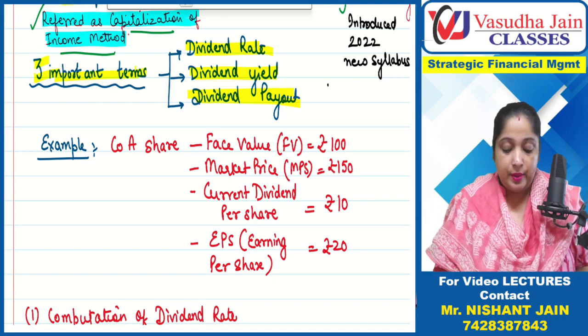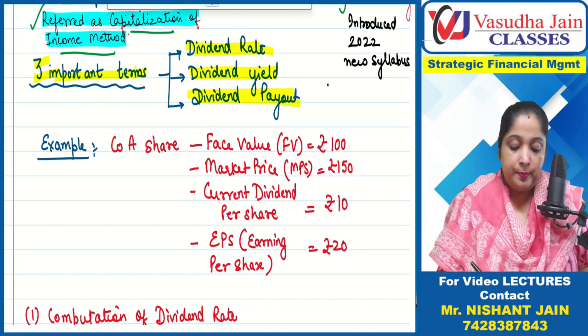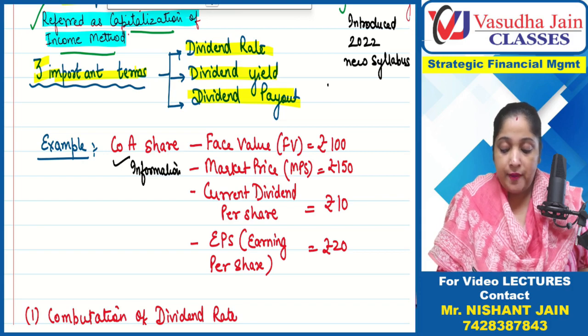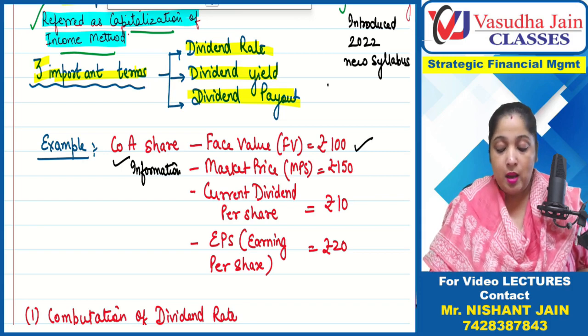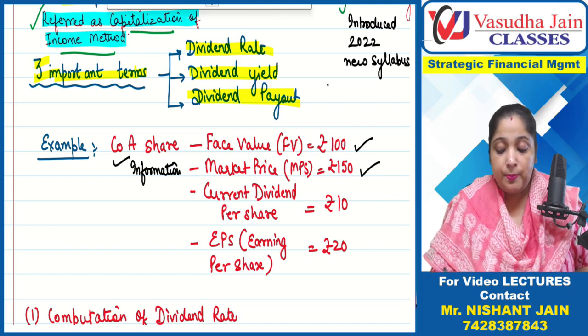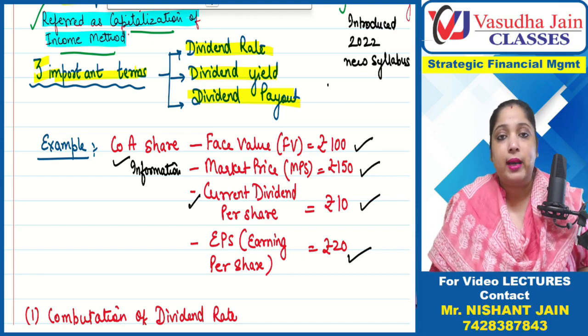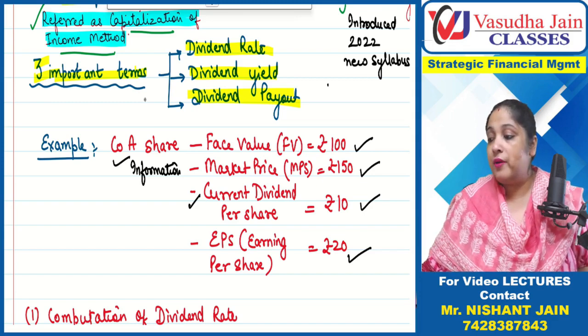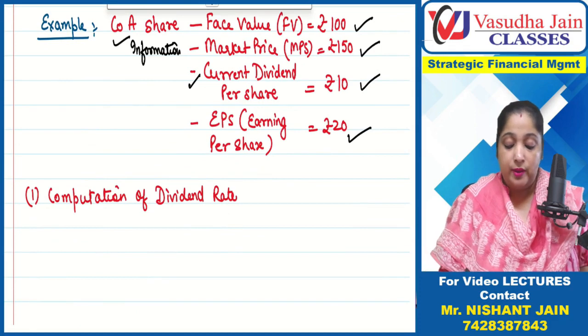What is dividend rate? This is an example I have written here. A company A's share information is given to you. Face value is 100. Currently this share is selling in the market at 150 rupees. So market price is mentioned. Current dividend per share is 10 rupees. Earning per share is 20 rupees. So currently the company has offered a dividend of 10 rupees, but the company earned 20 rupees on this share. Now the first part of the question asks: what is the computation of dividend rate?